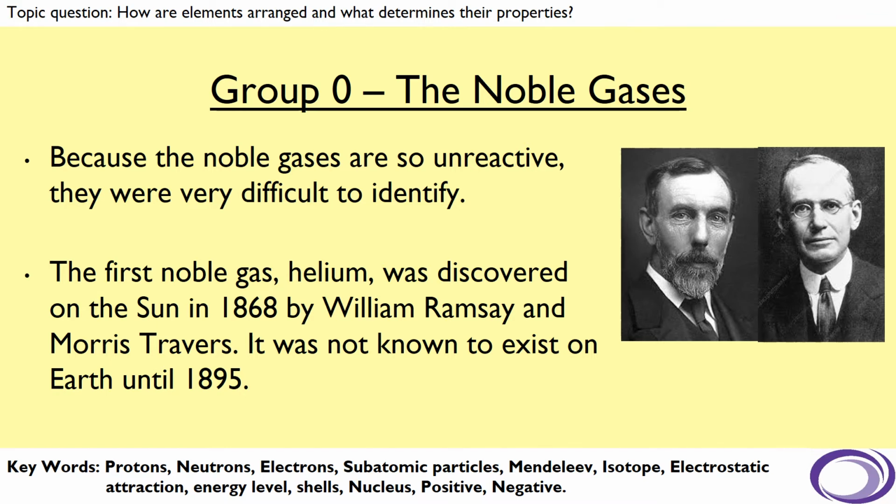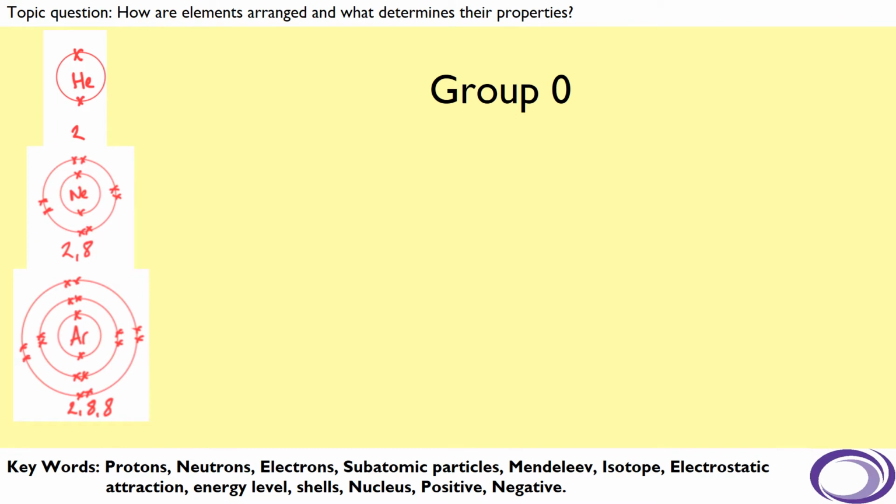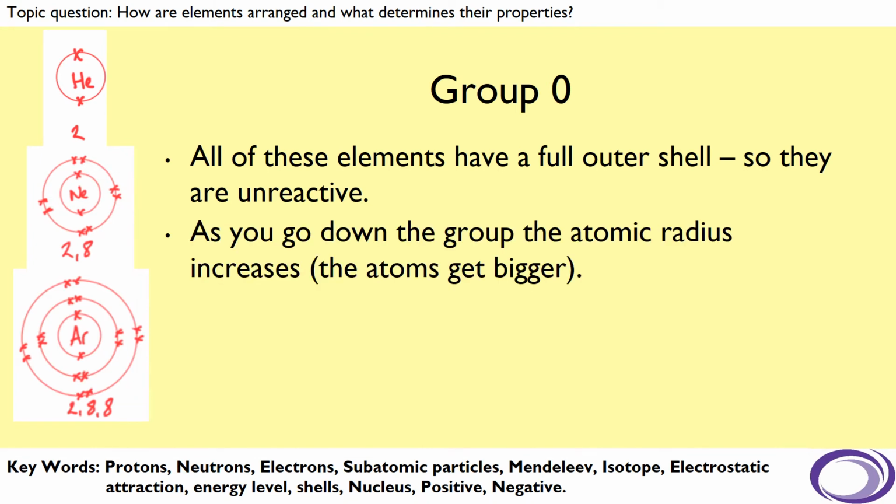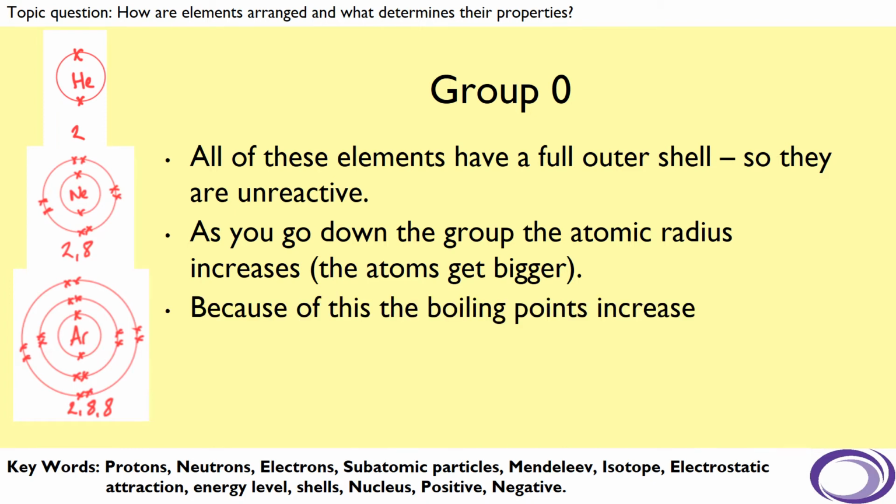And they're unreactive because of the full outer shell. So if you draw the electron configuration of all of the elements in group 0, I've just put the first 3 on the slide to show you, they all have a full outer shell. As you go down the group, the atomic radius increases because you are adding another electron shell, which means the atoms get bigger. And because of that, the boiling points also increase.